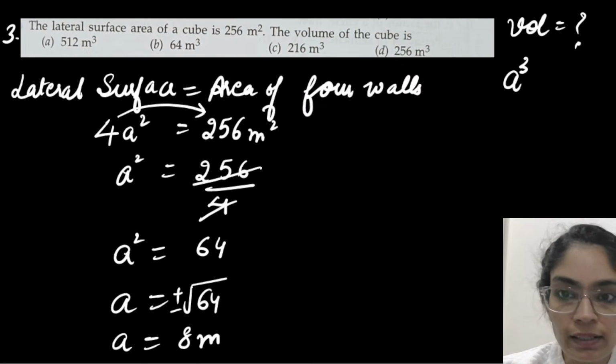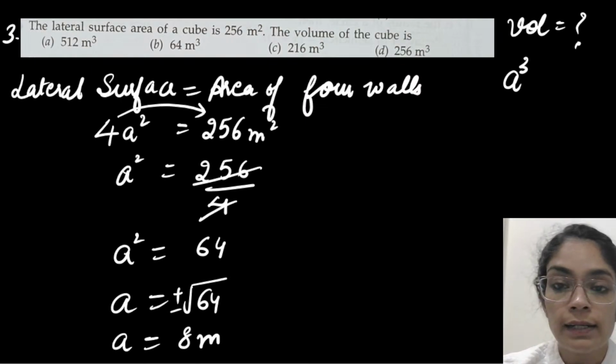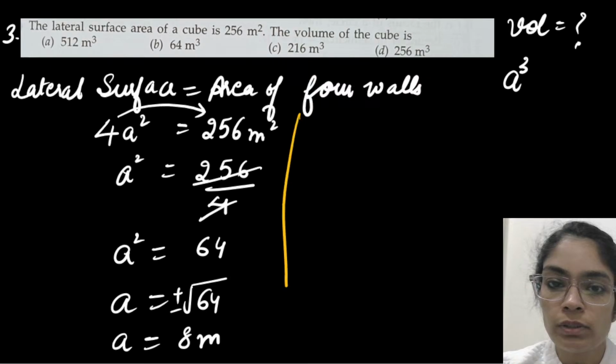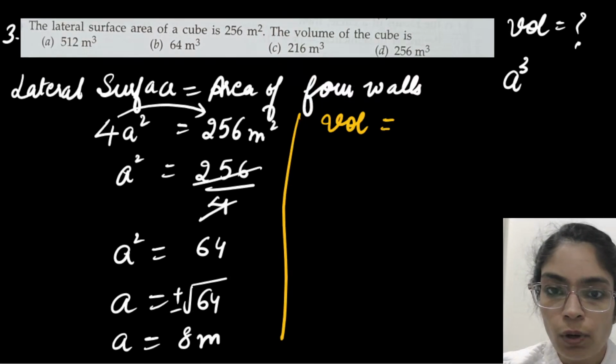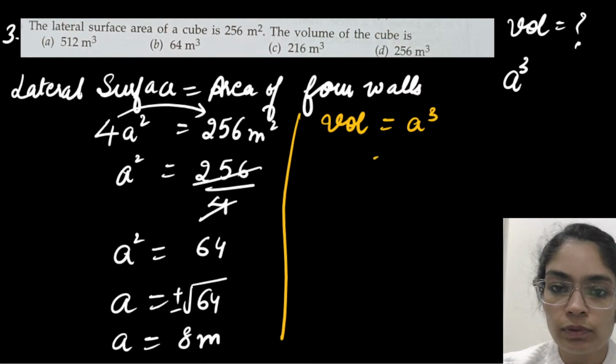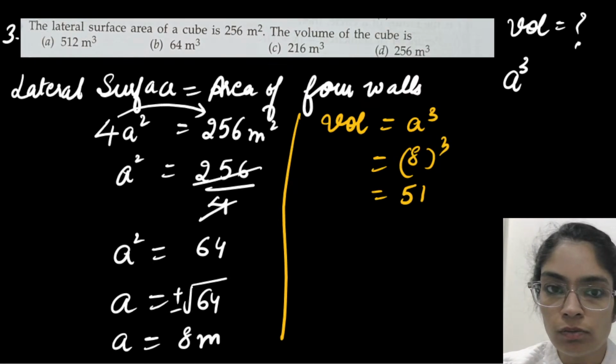Nikhil has already given option A. Let's see. So a's value, so for volume, we know the formula. The volume is equal to a cube, volume of cube. So a cube means 8 cube. So 8 cube is equal to 512 meter cube.